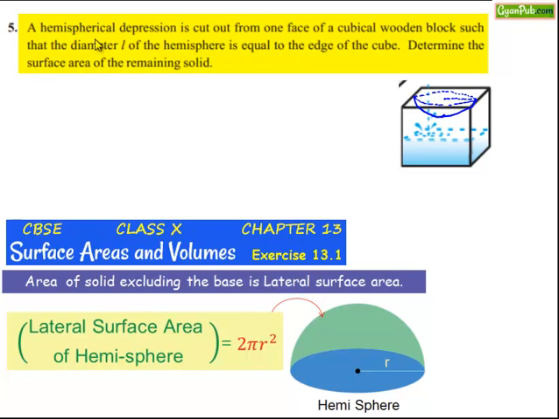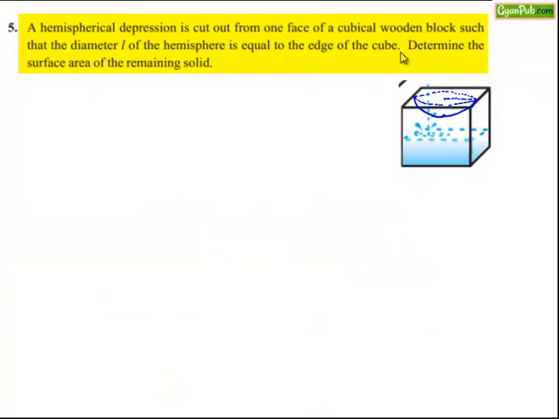Now coming to the fifth question. A hemispherical depression is cut out from one face of a cubical wooden block such that the diameter L of the hemisphere is equal to the edge of the cube. Determine the surface area of the remaining solid. Now coming to the solution.